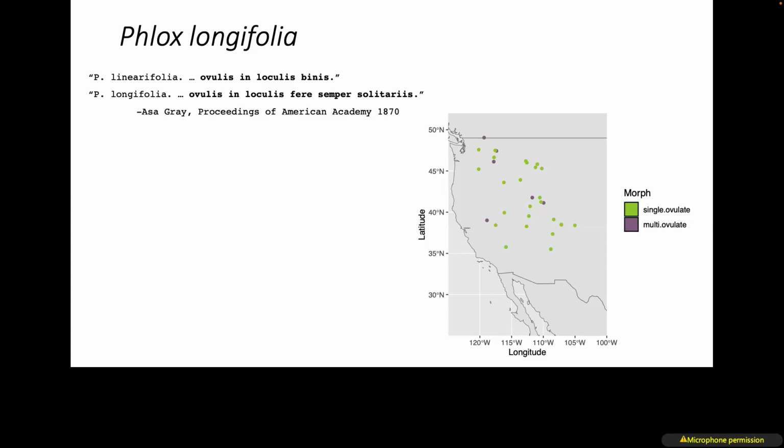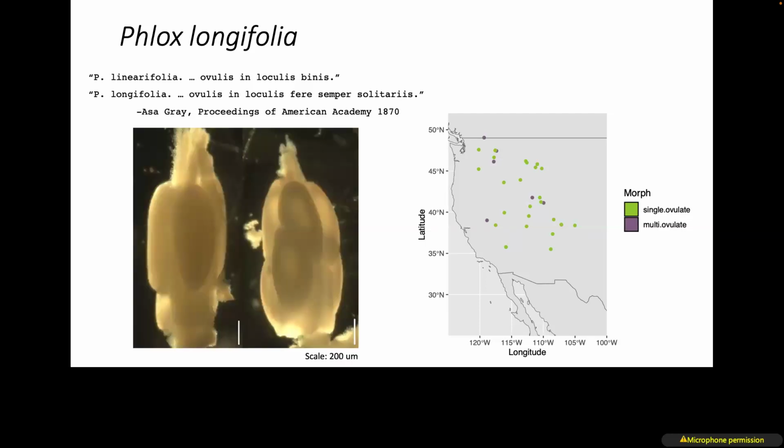And from this work, I produced my first distribution map to try to identify where to go in the species range to find this variation. And based off of this distribution map, I decided that I would go to Washington State in June of 2022 for my first field season on this particular species. And I did in fact find this variation. I found that some populations produce one ovule per locule, and other populations produce multiple ovules per locule.